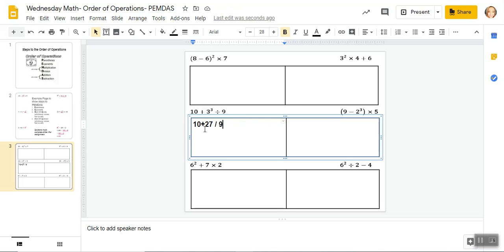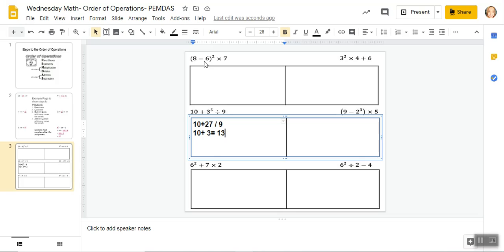So plus or dividing, which do we do? We divide next. Okay, so you divide next. So you have 10, and then plus whatever 27 divided by 9 is, 3. Okay, and then your final answer right there. And that's it. That's all you need to do on here, okay? Just follow the order of the steps, whatever's in the parentheses.